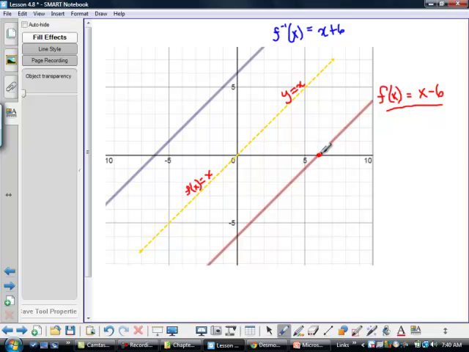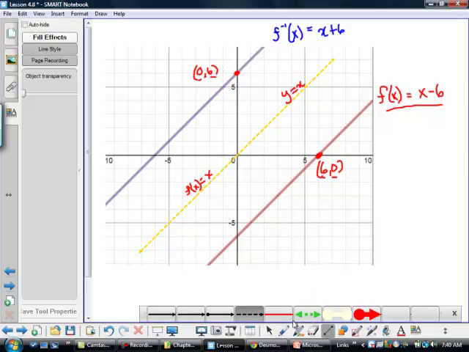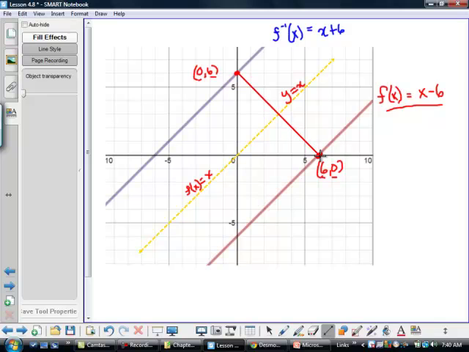So this point right here, which is the point 6, 0, gets reflected over onto this point right here, which is 0, 6. Get it? The x and y values just switched. And when you reflect over something, that means that the lines have to be perpendicular to the line they're reflecting over.